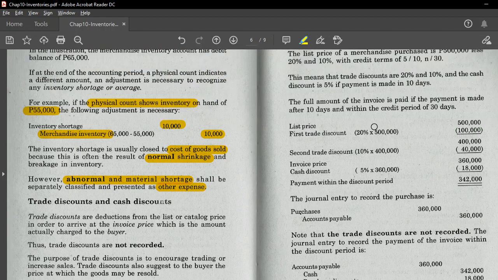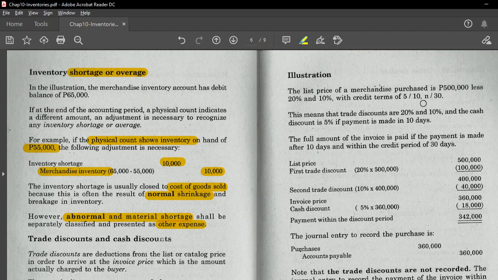So trade discounts somehow are given in a series of discounts. For example, in this illustration, your merchandise is 500,000 less the trade discount nga 20-10. So pasabot 500,000 minus 20% minus 10%. So series, okay? So para lagi jud mopalit gyud si buyer. Naa pay uban nga 20-10-10 or 10-10-20. So dinaghan gyud perti yung ubos sa presyo.